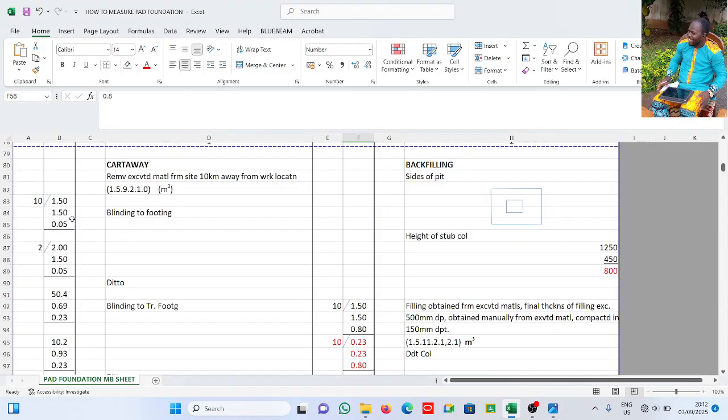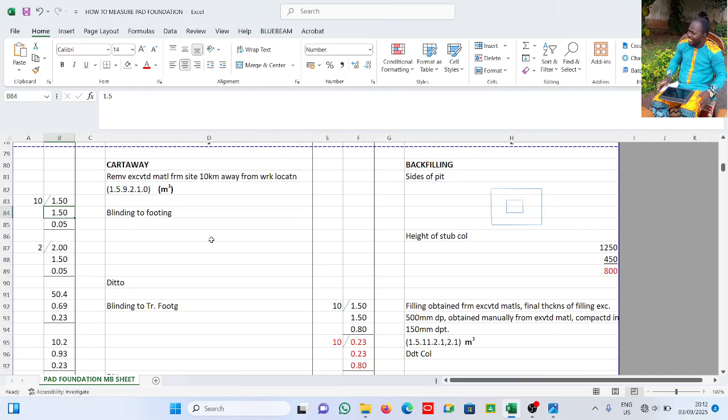Now, firstly, you see the cutaway, you have to remove excavated material from site. This is the BSMM reference. Alright? So the blinding to the footing you have to remove, which is 1.5 by 1.5 by 0.05. I'll tell you why we're doing this now.